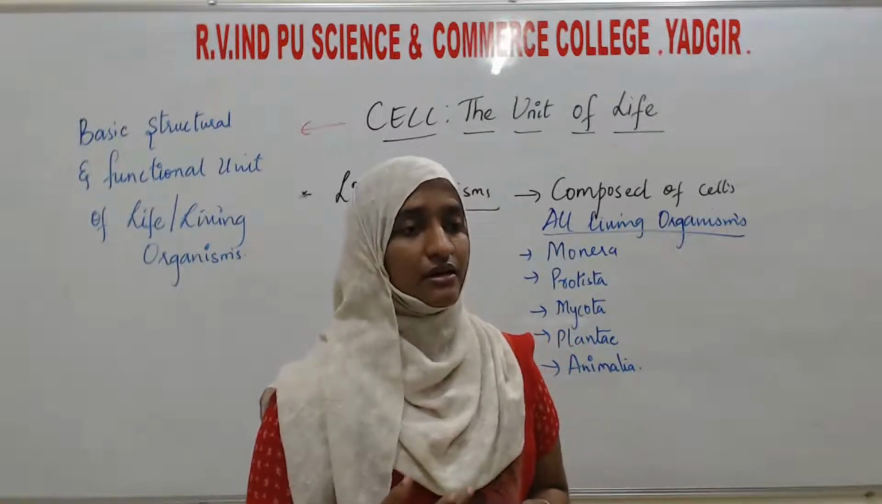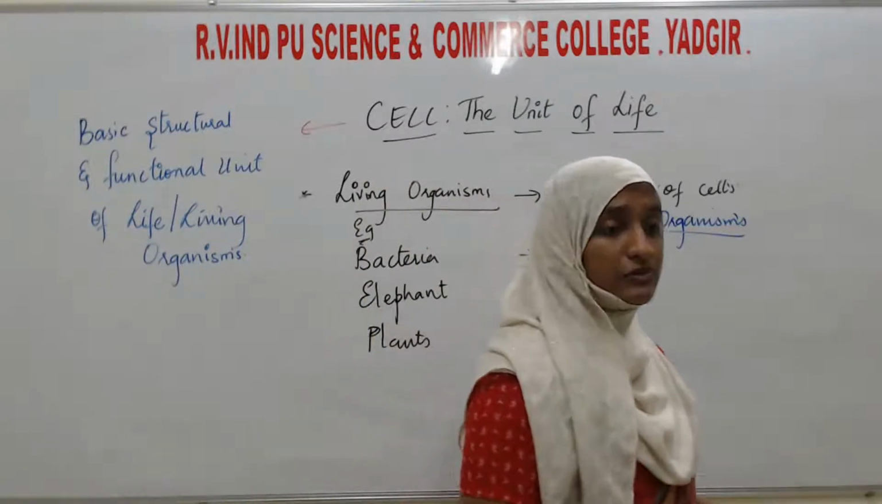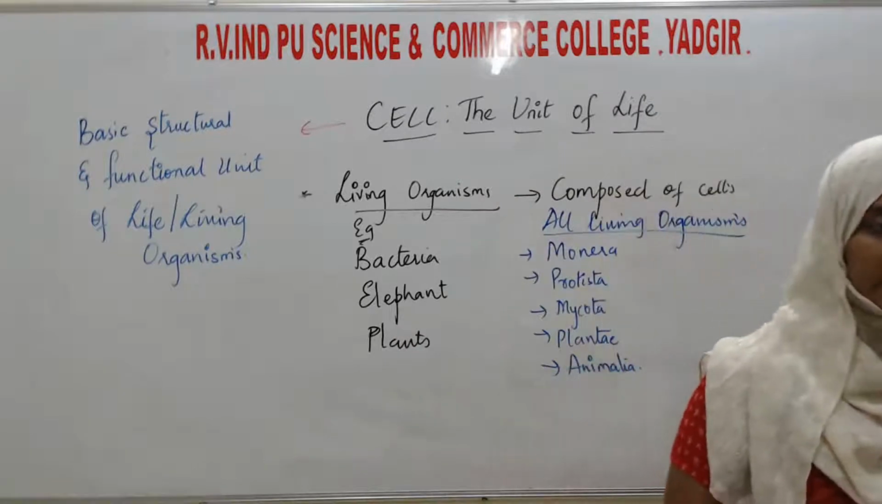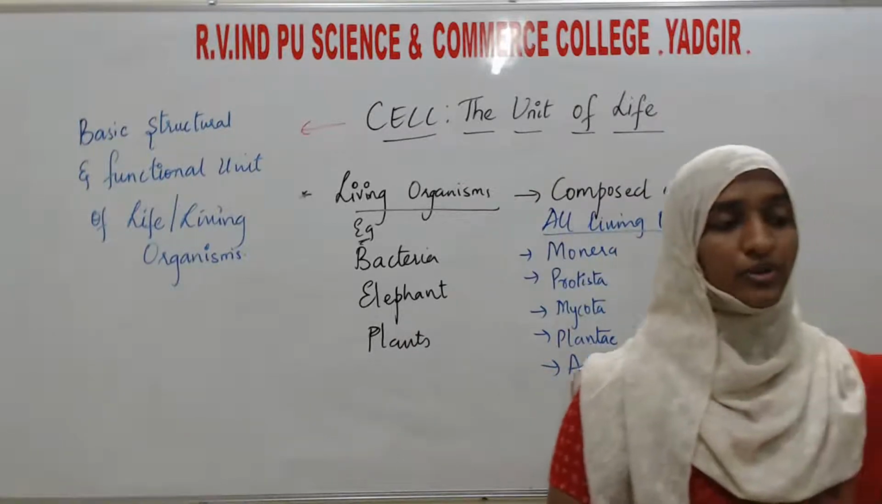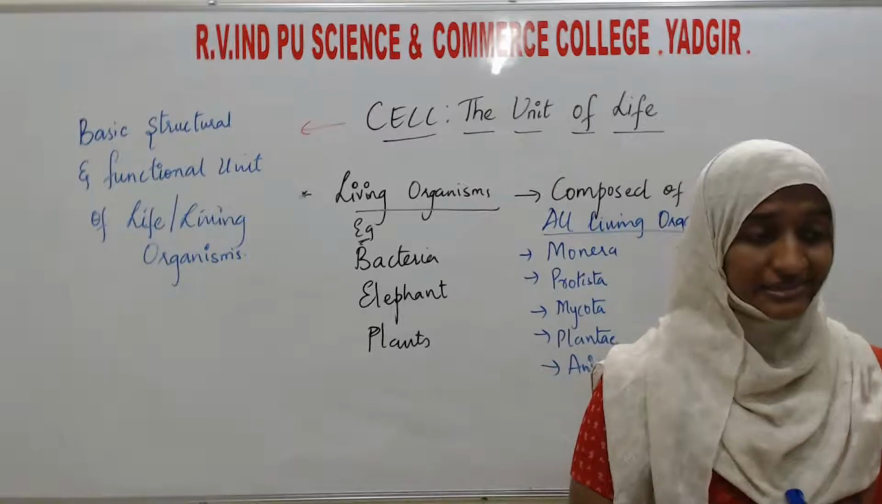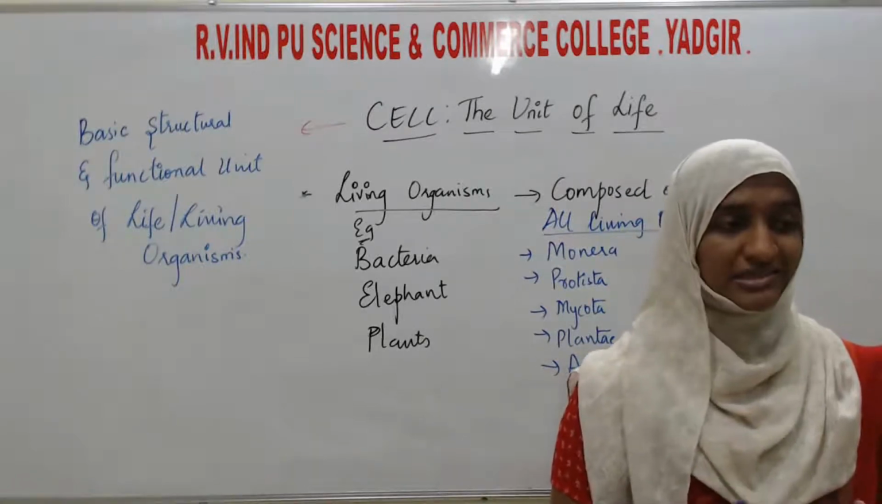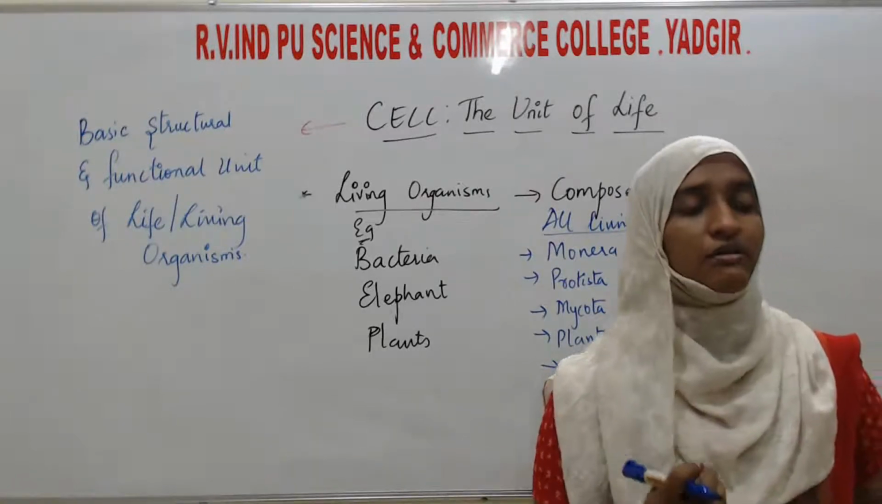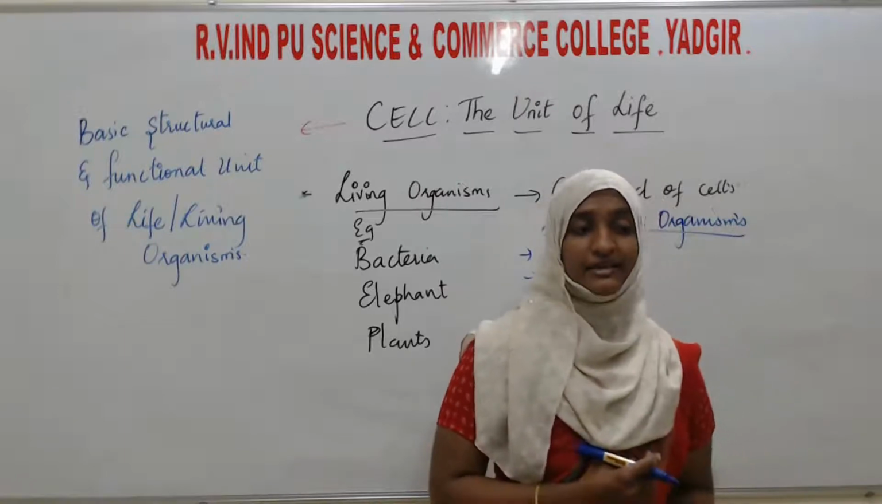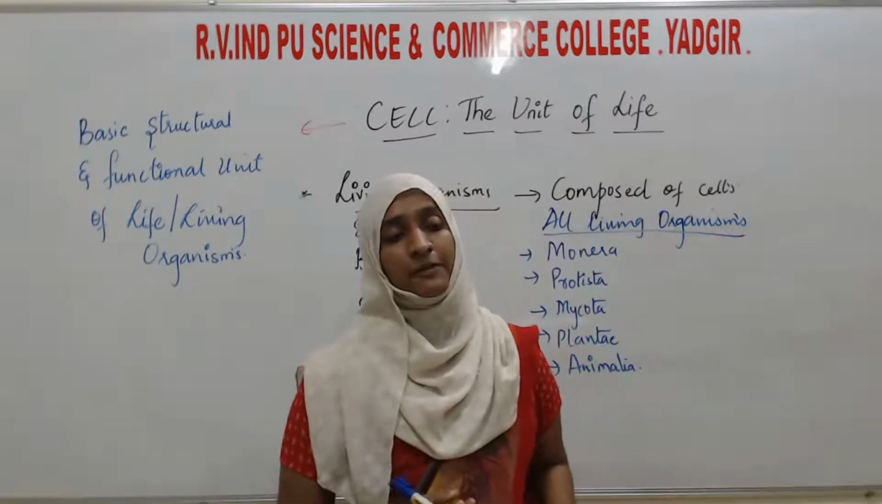We are saying that our body is composed of a large number of cells. Can we see any cells with our naked eye? No, the cells are so small. We require certain instruments and certain techniques to see those particular cells.